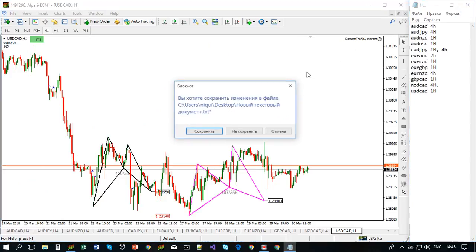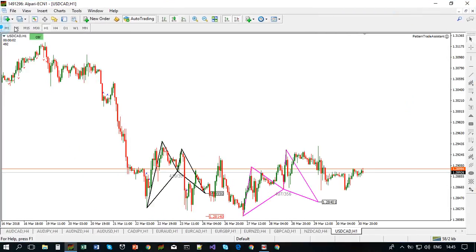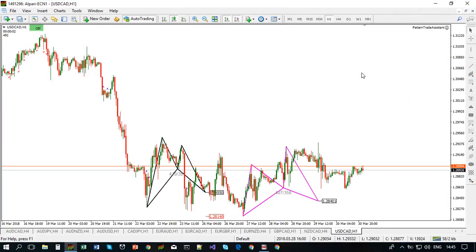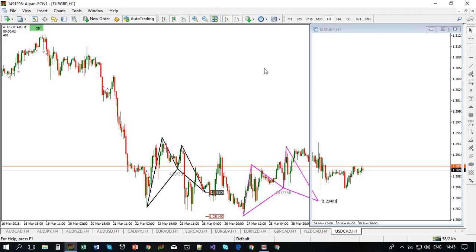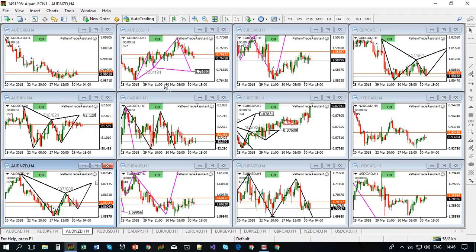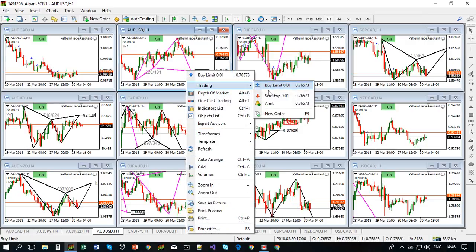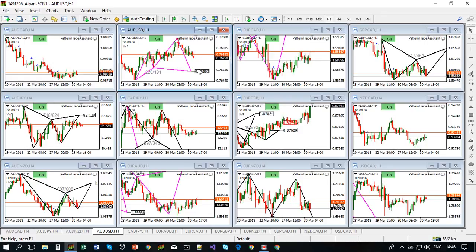Well, we don't need this list anymore. Let me expand this. So let me switch it here. Let me tile the windows. And you see what happens. 1, 2, 3, 4, 5, 6, 7, 8, 9, 10, 11, 12. What I need to do, I simply need to right click on this, as I told you. Right click. Yes. Trading, alert, and when price goes to complete my pattern, I am notified.